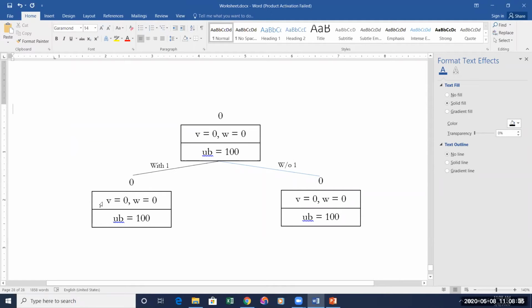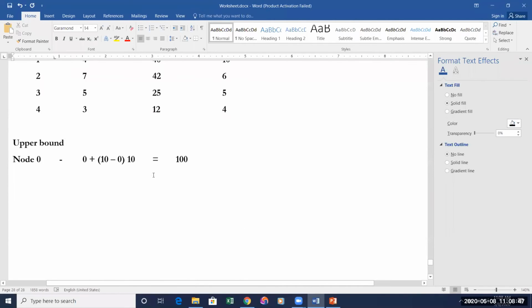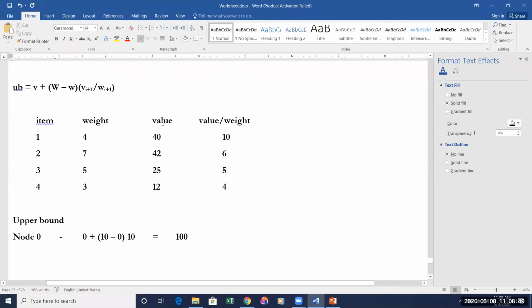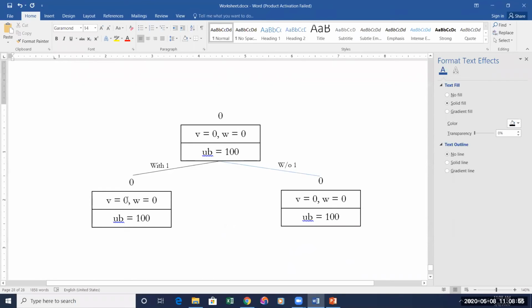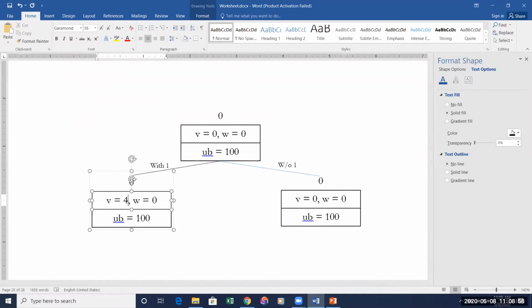Now we have to calculate. Now we are with one. With one means what? With item one. With item one, what will be the new value of V, and what will be the weight? If you consider item number one, what is its value? Item number one's value is 40. Item number one's weight is 4. That means it increases. So value is 40. Weight is 4.